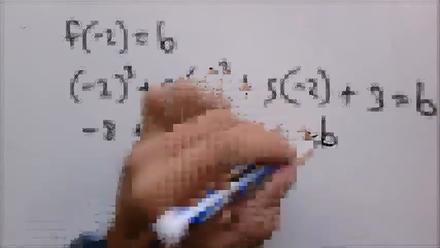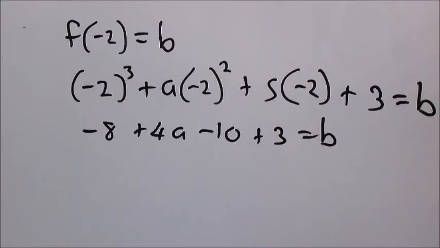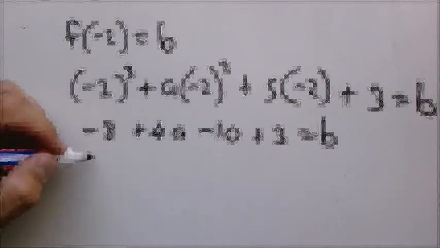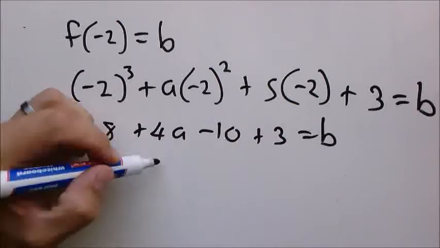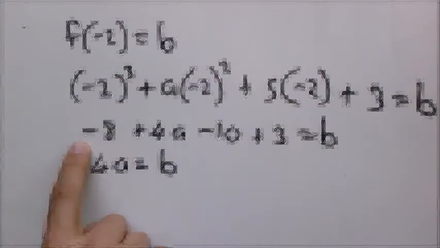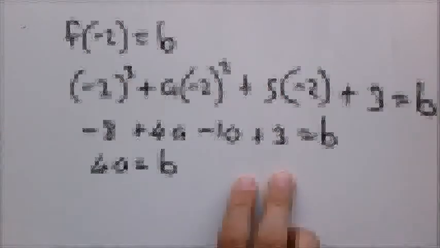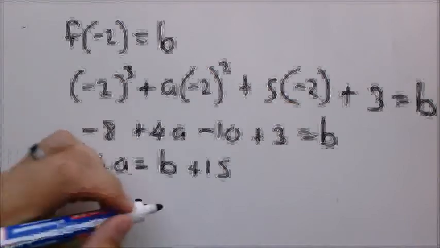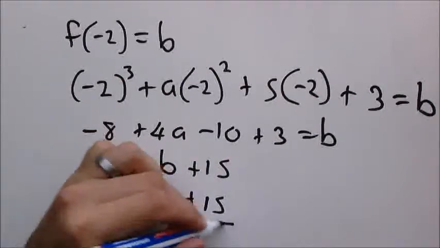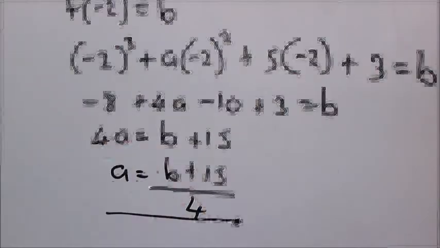And the question was to determine a in terms of b. So all of this has to go across. So we have 4a equals b. Okay, so negative 8, negative 10 is negative 18, plus 3 is negative 15, so it becomes plus 15 on the other side. So a equals b plus 15, divided by 4. And that is one of the applications of the remainder theorem.